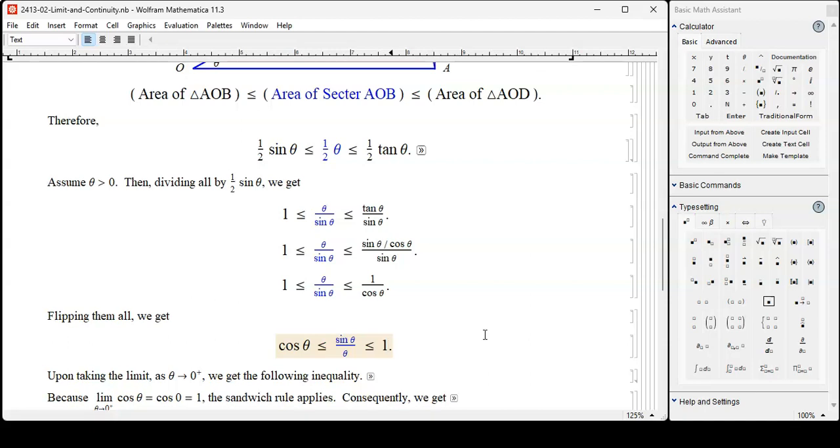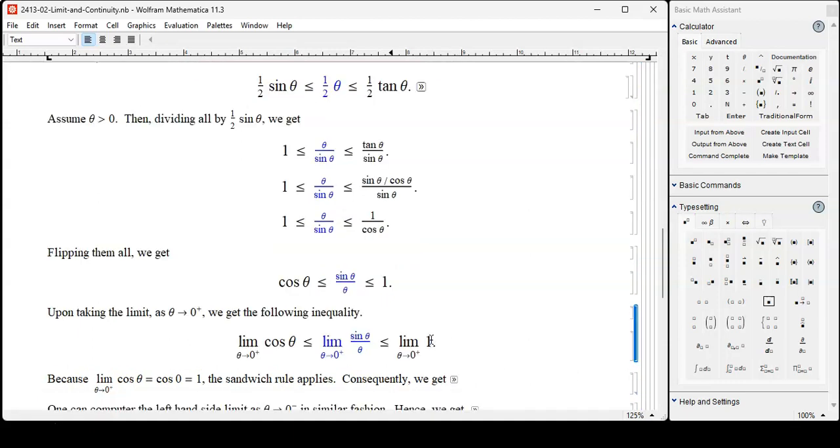Take theta to 0 plus. Remember, theta is positive. We are assuming theta is greater than 0 to do all those, so we are doing theta plus only. We get the sandwich rule. Limit as theta goes to 0 plus of cosine of theta, and then limit as theta goes to 0 plus of just 1. Now, this is constant, so it stays at 1, no problem there.